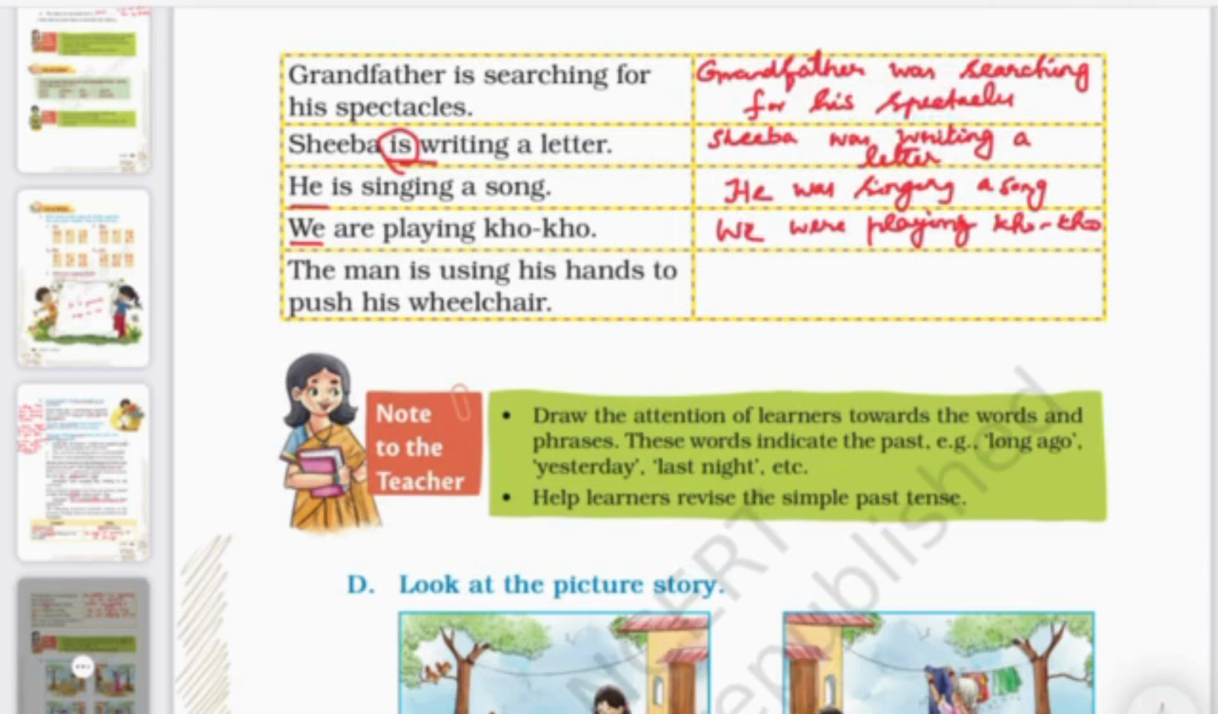Present tense: the man is using his hands to push his wheelchair. The man was using his hands to push his wheelchair. Like this we want to write.